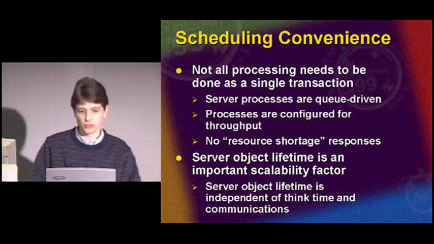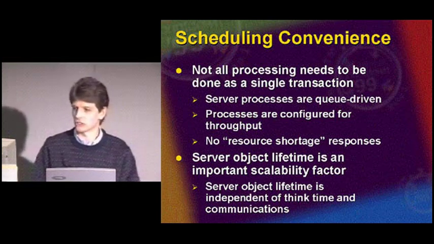So splitting up the business transaction into smaller transactions joined by message queues actually leads to a configuration which gives higher throughput. We'll look more at this in a moment, but from the client side we end up with less downtime due to resource shortages at the server. From the server side we end up with shorter server lifetimes.